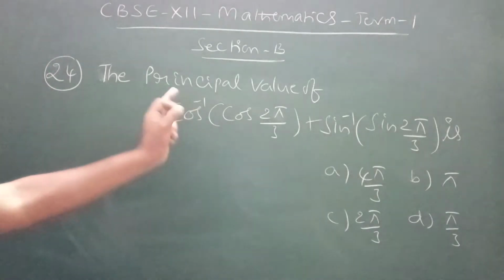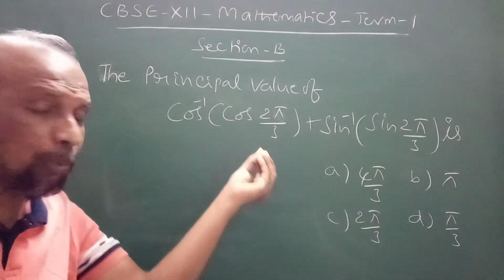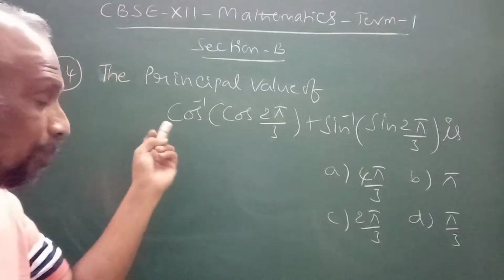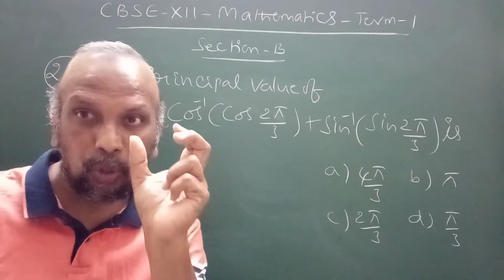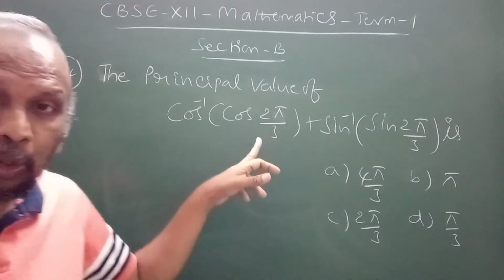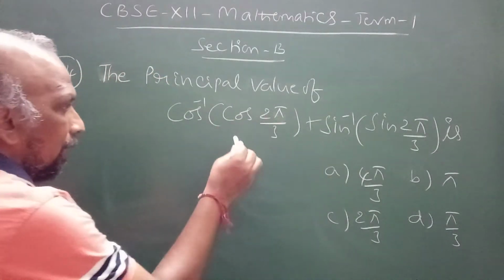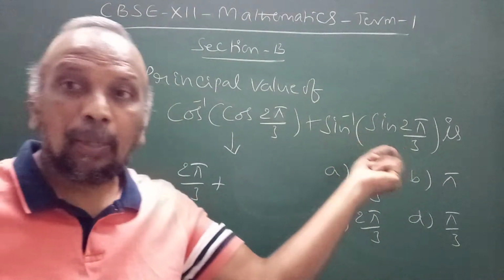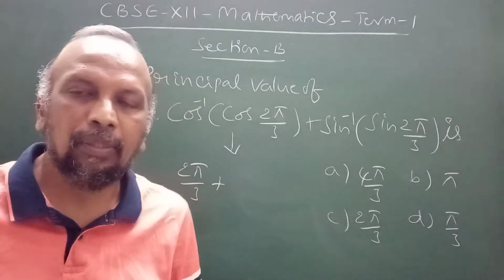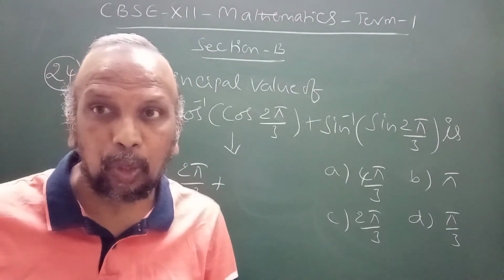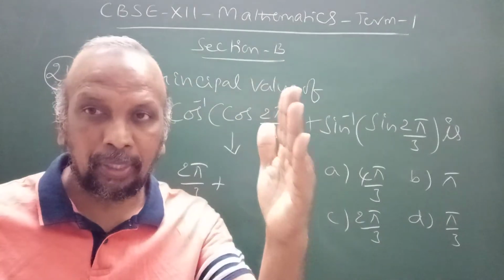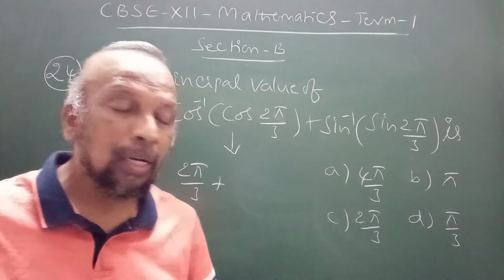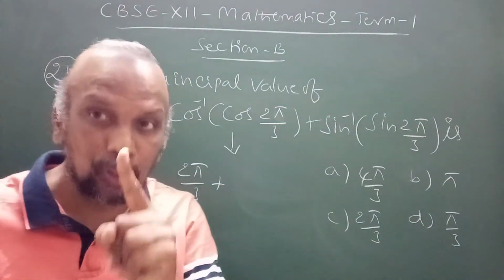See in this problem, the principal value of cos inverse of cos 2 pi by 3 plus sin inverse of sin 2 pi by 3. The principal branch value of cos inverse x is the closed interval 0, pi. So we get in that range only 2 pi by 3. So in this case again directly this is 2 pi by 3. And coming to here, the principal branch value of sin inverse x is the closed interval minus pi by 2, pi by 2. Either first quadrant or fourth quadrant. But sin 2 pi by 3 is a positive value.